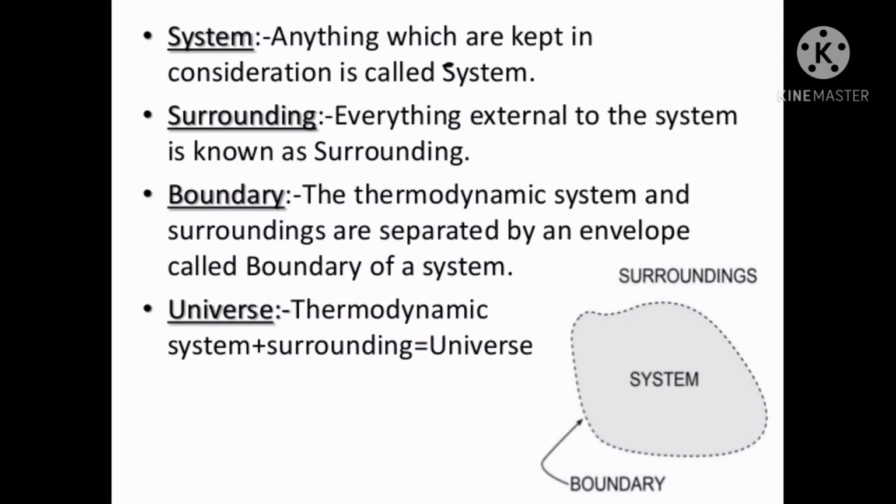As we can see, there is an image that explains this: the surroundings on the outside, then the system inside, what we call the system, then the boundary, the line, and all of that together we call the universe.